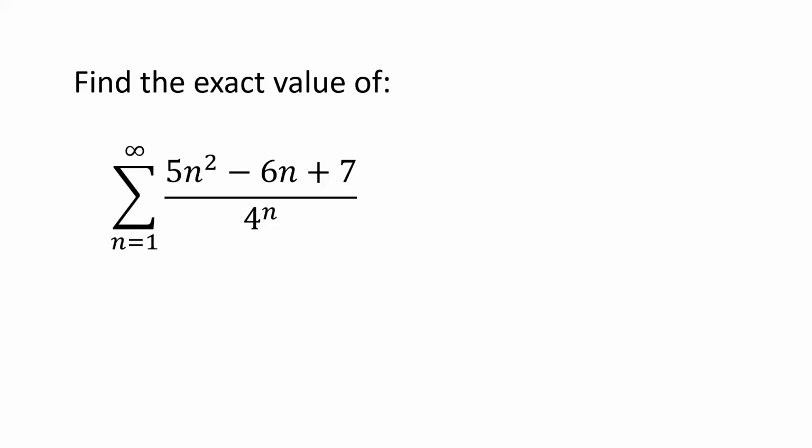Hello, in today's video, I'm going to show you how to find the exact value of the series (5n squared minus 6n plus 7) all over 4 to the n, where the series goes from 1 to infinity. The goal by the end of the video is that you'll be able to generalize this for any series of such form.